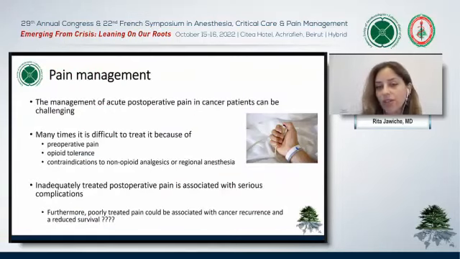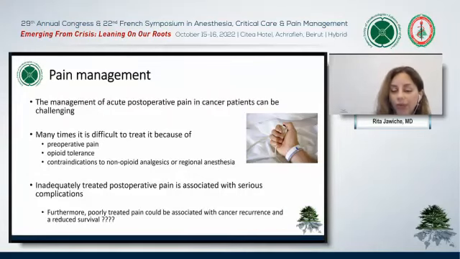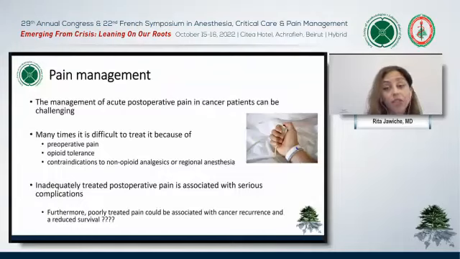So these patients can be very challenging in treating their postoperative pain. First, they can have preoperative pain because of a growing tumor, because of neuropathic pain. So they are already under opioid medication and other pain medication, which will develop opioid tolerance. Sometimes because of their chemotherapies, because of other comorbidities, they have contraindication to non-opioid analgesics. They have contraindication to regional anesthesia because of coagulation problems.